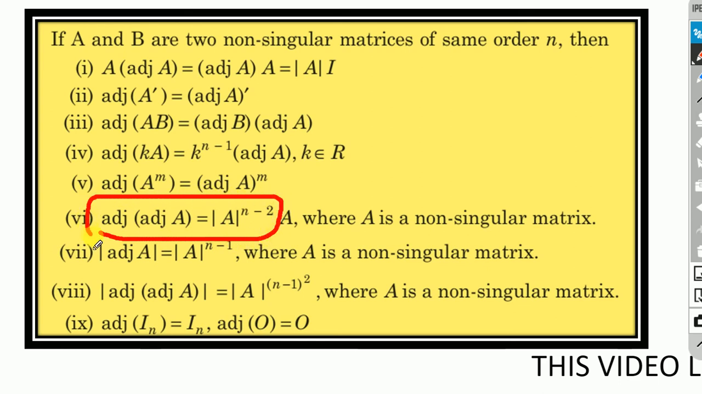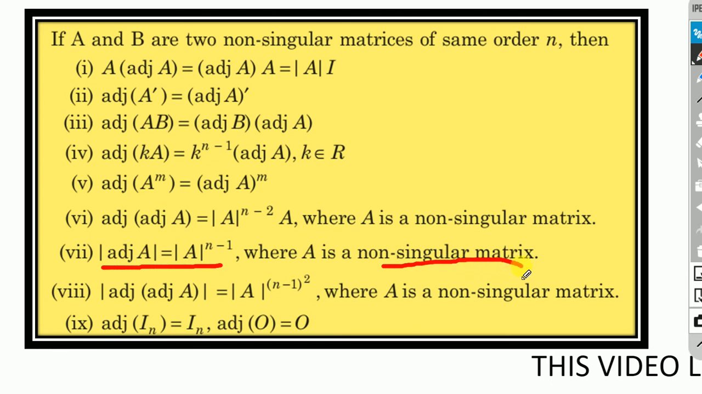determinant of A to the power of n minus 2 into A, where A is a non-singular matrix, and determinant of adjoint A is equal to determinant of A to the power of n minus 1, where A is a non-singular matrix, where n is the order of the matrix. And determinant of adjoint of adjoint A is equal to determinant of A to the power of (n minus 1) whole square. So you can expect many questions on these properties.